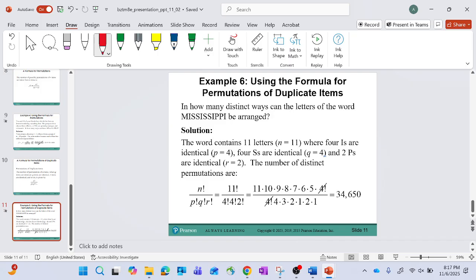The reason why is because it doesn't really make a difference if you pick the first I compared to the last I, right? An I is an I. It doesn't matter which one you picked. That's why you have to break up the bottom factorial into 4 factorial, 4 factorial, 2 factorial. Because there are some duplicate items where you can't really do much with it, right? An I is an I. It doesn't matter which one you picked. It's all the same thing. Does that make sense, guys? Any questions about that? No?